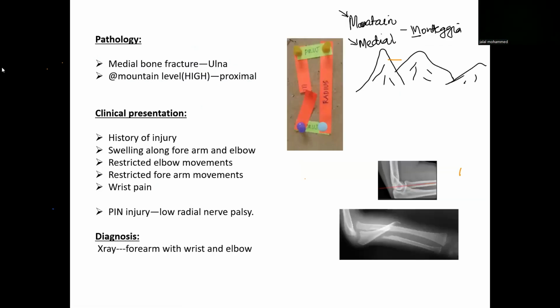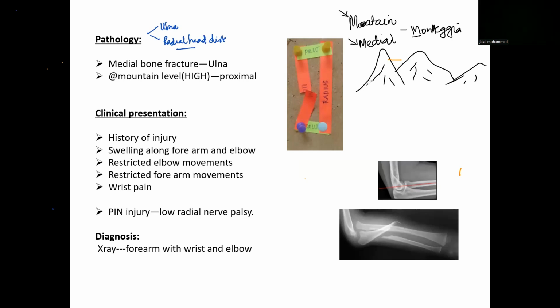So what is the pathology here? As I told, there are two things here. One is the ulna, which is injured. Second is the radial head, which is dislocated. The combination of this is Monteggia fracture. So how will you remember it?